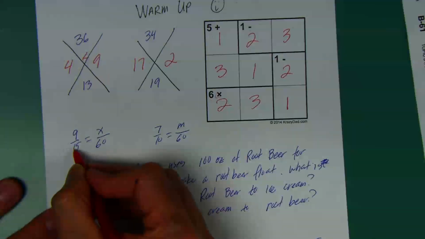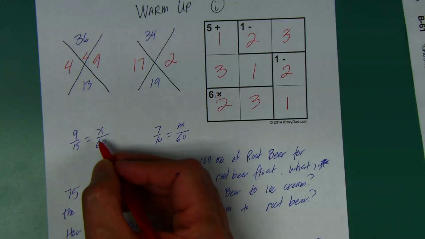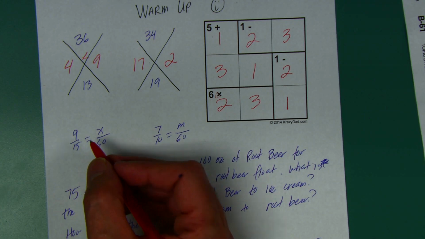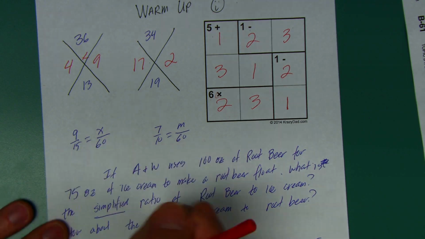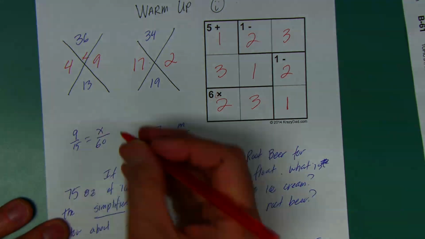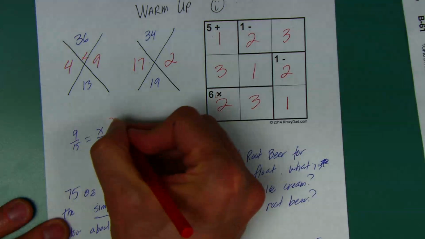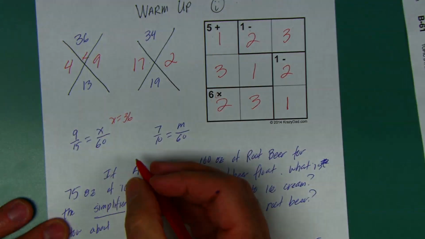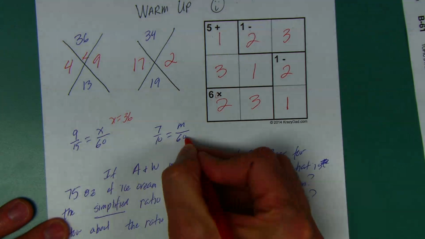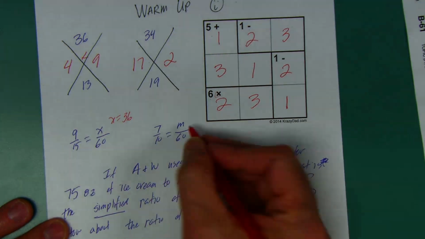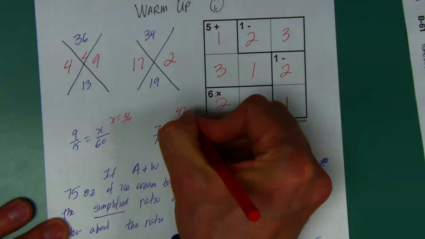9 is to 15 like what is to 60? Well, I can treat this like an equivalent fraction. 15 times 4 is 60. What's 9 times 4? 36. Okay. 10 times 6 is 60. What's 7 times 6? Okay.